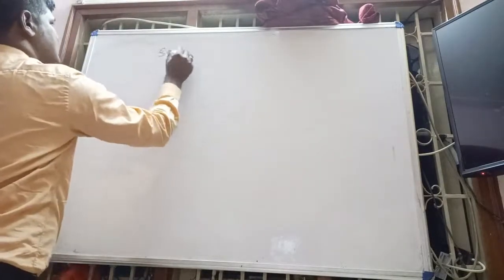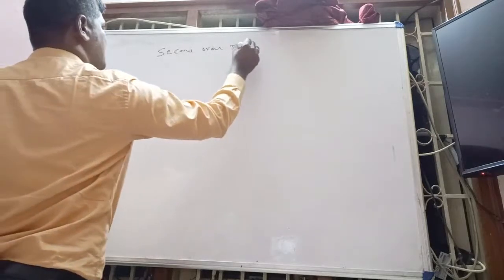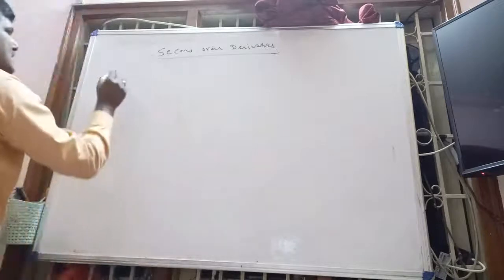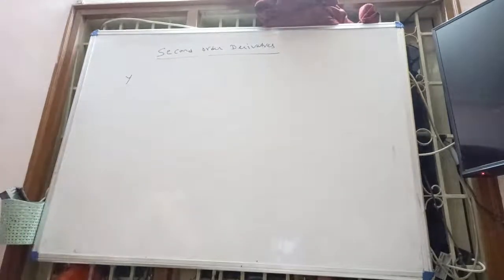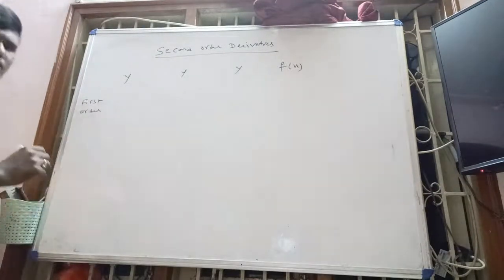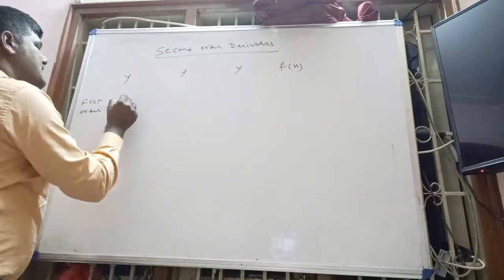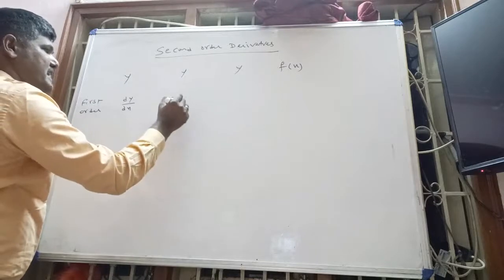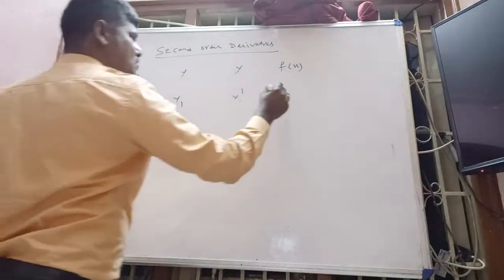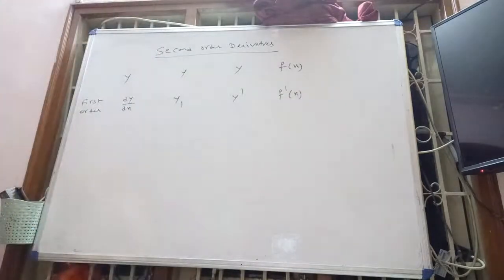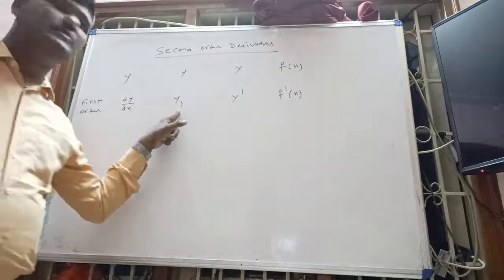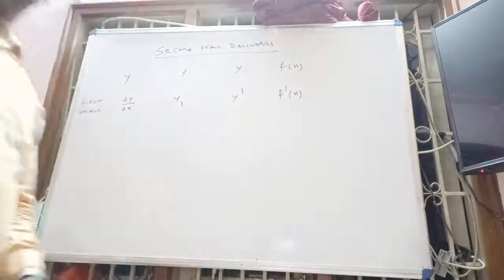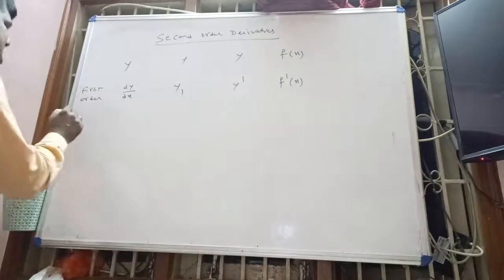First of all, I can give to you what is meant by second order derivatives. Why is there order? After first order derivative, we can call y as dy by dx, or y1, or y dash, or f dash of x. Understand what I am saying to you? Second order derivative.